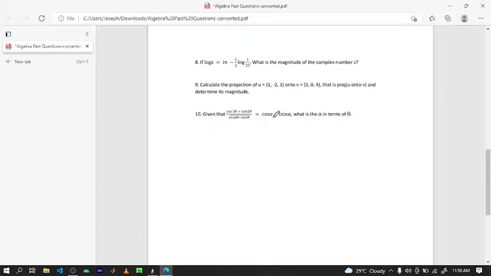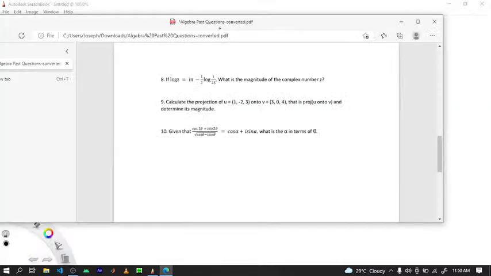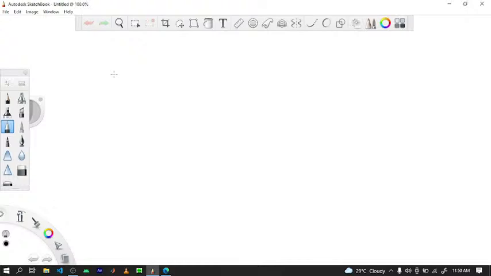So here we have been given what? We are told that if log z is equal to i pi minus 1/2 log 1/25, then what is the magnitude of z? We are supposed to find the magnitude of the complex number z, right? We would employ something here. So i pi minus half log 1/25. So log z is equal to i pi minus half log 1/25, right?